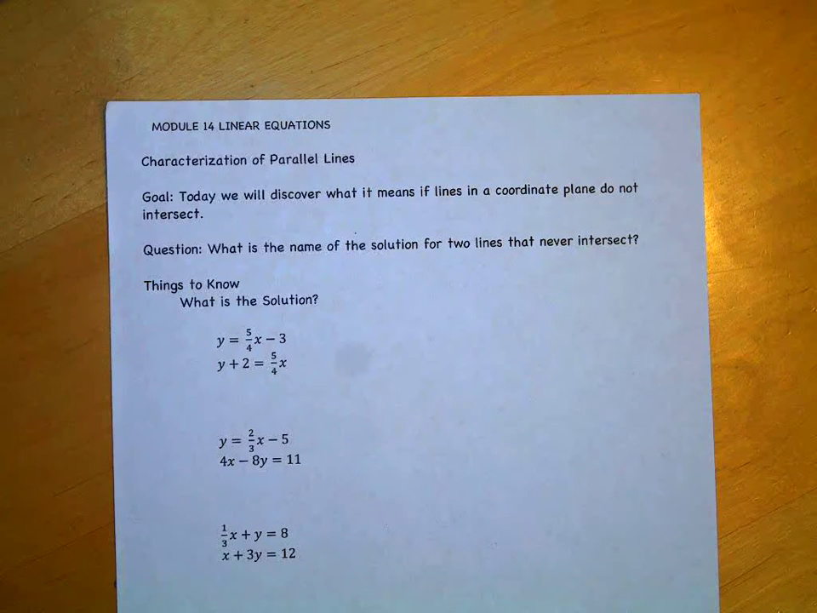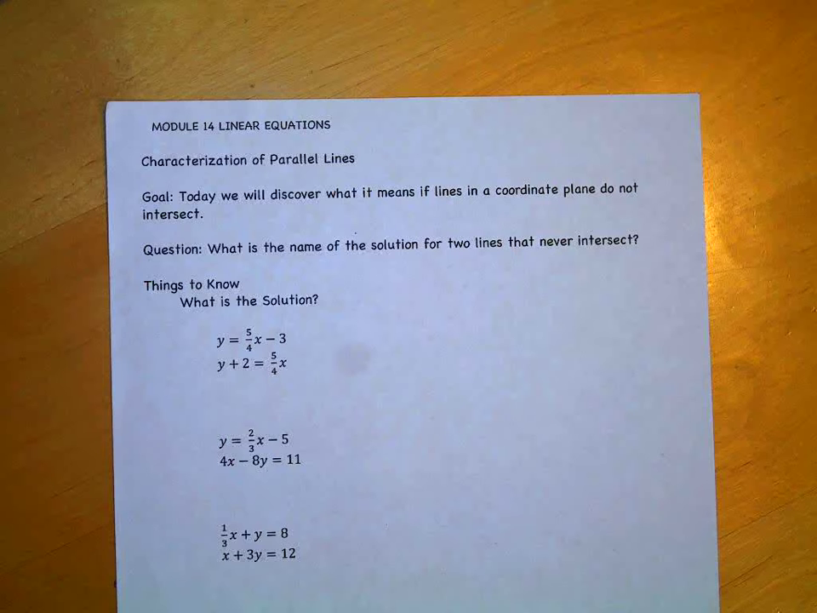Our goal for today is to discover what it means if lines on a coordinate plane do not intersect. The question I want you to be thinking about during this lesson is, what is the name of the solution for two lines that never intersect? All right, things to know.